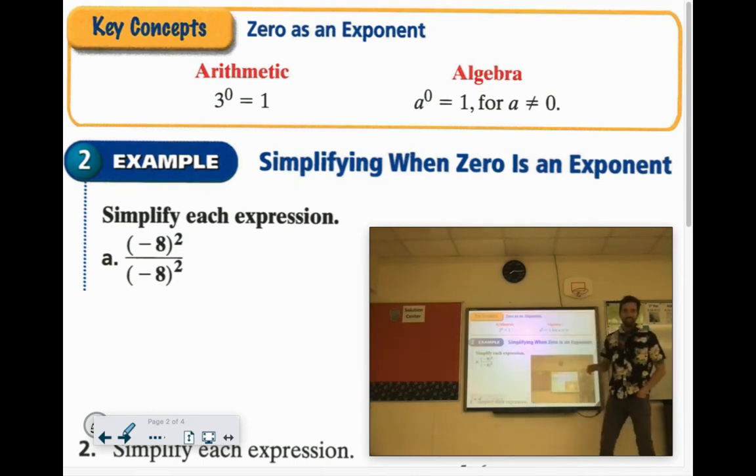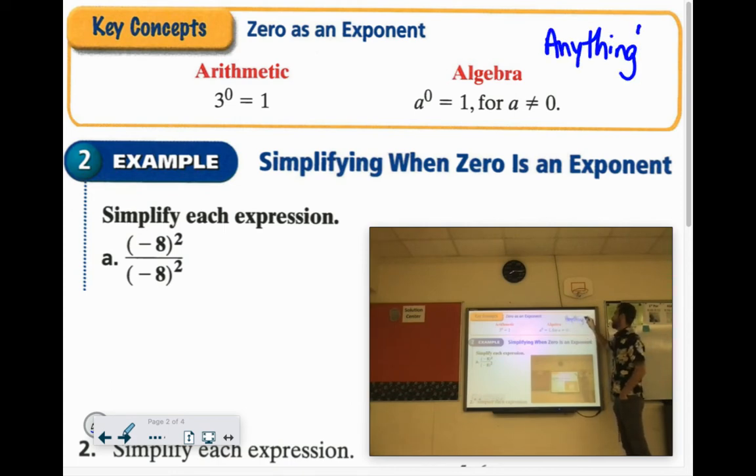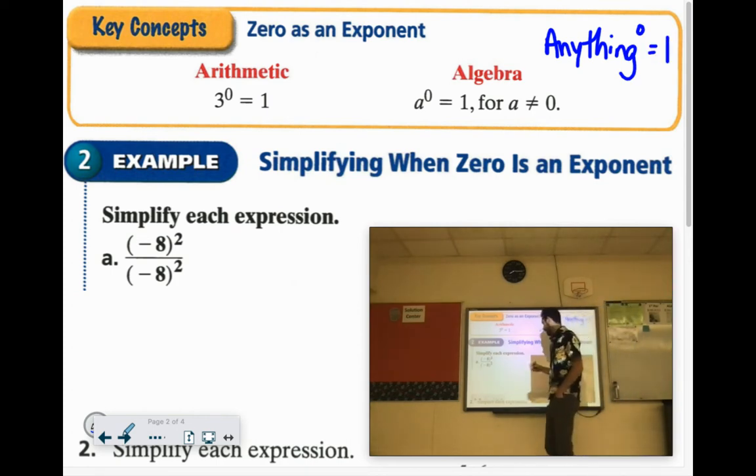If you have anything to the 0 power, jot this down. Anything to the 0 power equals 1. And that's true. And I can show you why that is if you'd like. You do? Want to see? Okay. So let's go with like 3s. 3 to the 3rd, 3 to the 2nd. Oops, that's a 2.